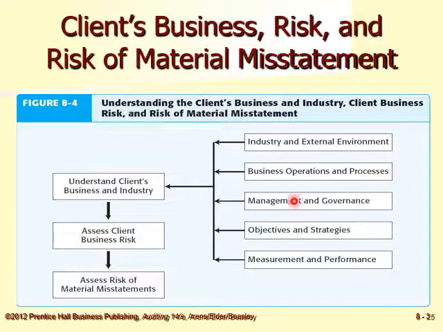As we know, in the previous video we covered how to understand the client business and industry. There are 5 components or 5 factors that can be considered by the auditor in order to understand the client business and industry. This video will focus on assessing client business risk, and also the risk of material misstatement.